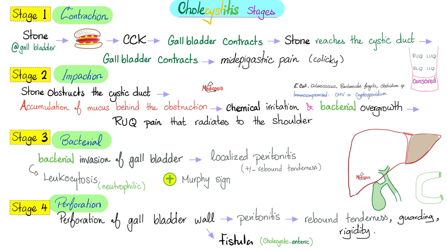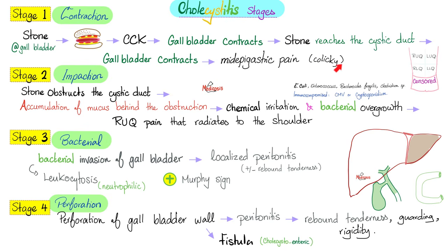Stages of cholecystitis. Let's do this. Stage 1, 2, 3, and 4. 1. Contraction. 2. Impaction. Of what? Of the stone. 3. Bacterial invasion. 4. Perforation. Stage 1. You eat a fatty meal. The gallbladder is going to contract. Thank you, CCK. If the gallbladder has a stone, the stone will be pushed until it reaches the cystic duct. This is when the patient first felt pain.